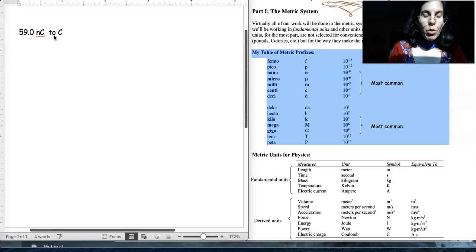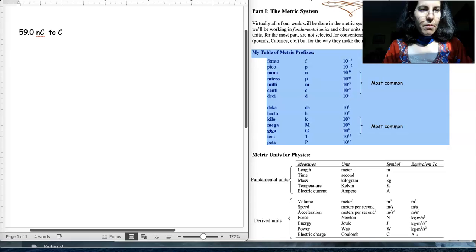The problem with the coulomb of electric charge is that it's ridiculously big. You never get a full coulomb of anything unless you have it getting struck by lightning. So in a lab, microcoulombs, nanocoulombs are much more likely.